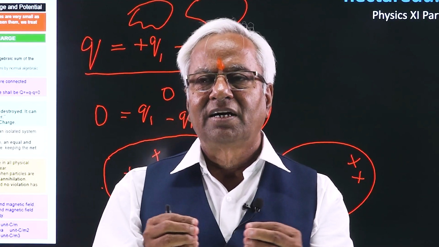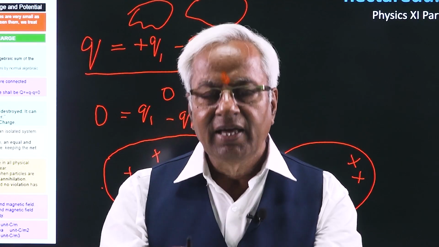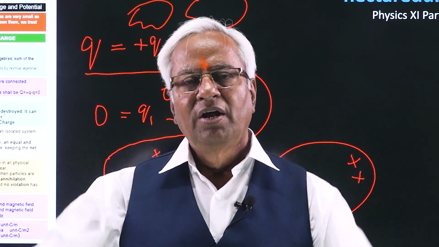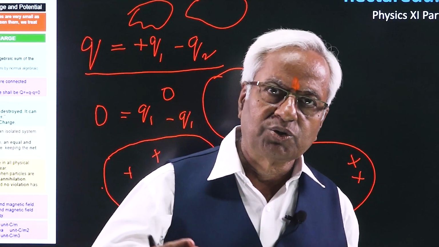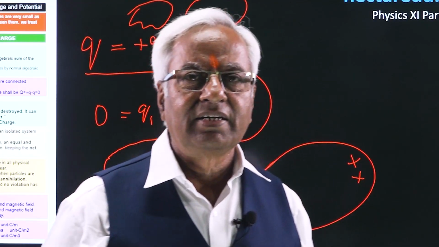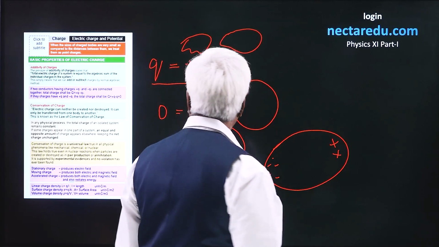So, when we say that total charge cannot be created or destroyed, it simply means that the total charge on the Earth will remain what it is today, and that will remain throughout, unless a huge supply of charges is made from outside. This is exactly what conservation of charge means.